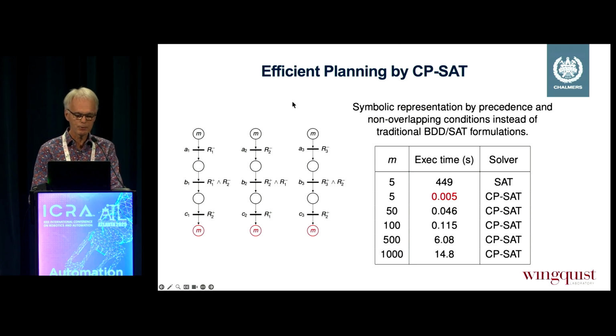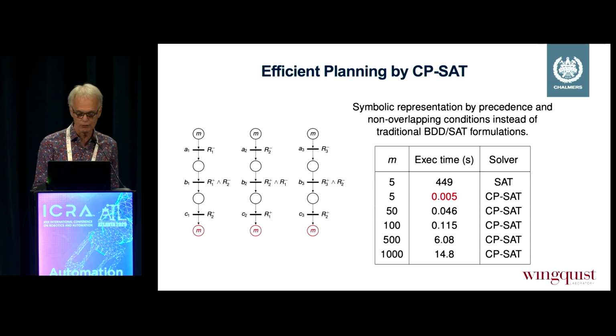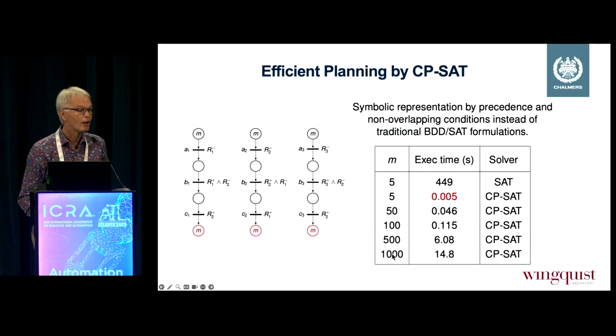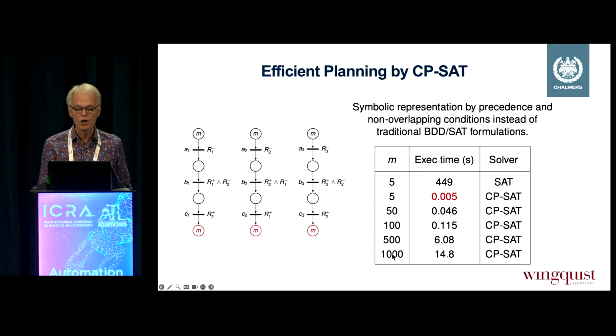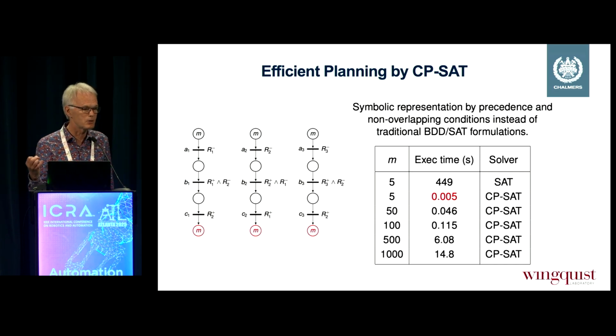If I take the same problem as I had before with the more traditional solver, where I could only solve for 5 tokens in the initial states, now I can do that in 5 milliseconds with the CP-SAT solver. And I can go up to even 1,000 tokens in every initial state. So you see that it's a dramatic improvement, and my conclusion is just look at CP-SAT and see what you can do with that.